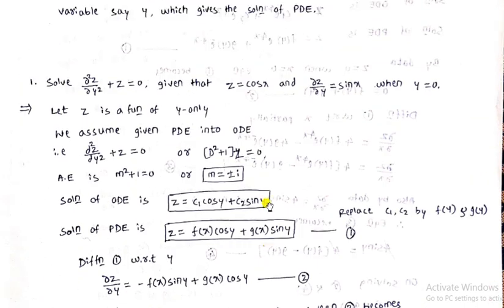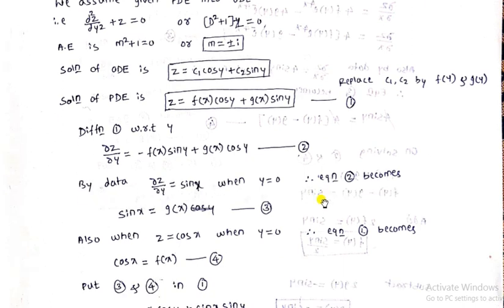Then we use the second condition, z = cos x and y = 0. So use these two conditions in equation number 1. So z = cos x, y value as 0. So cos x equals f(x), because cos 0 is 1 and sin 0 is 0. So f(x) is cos x.